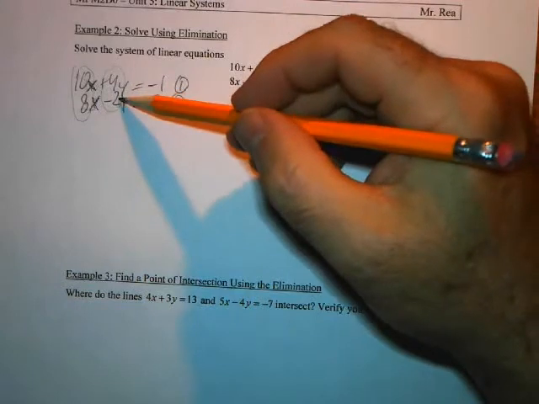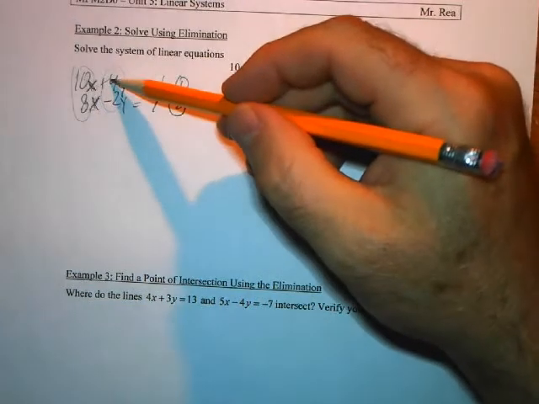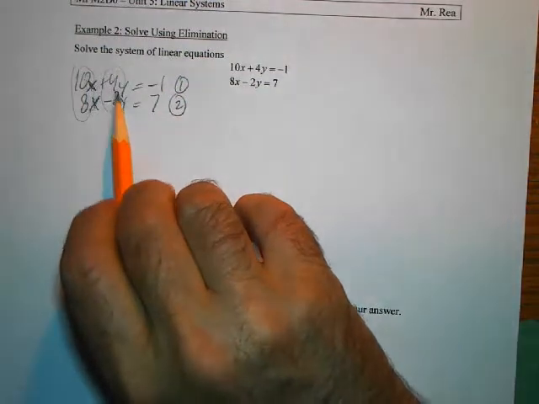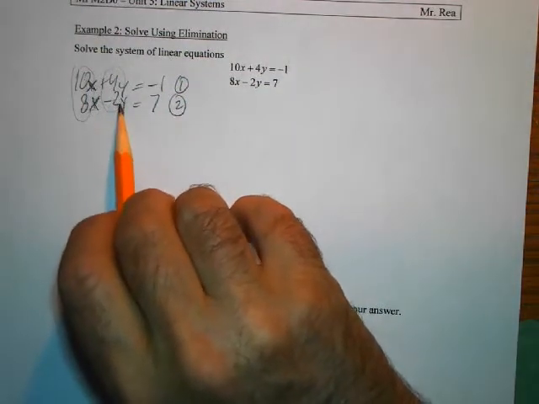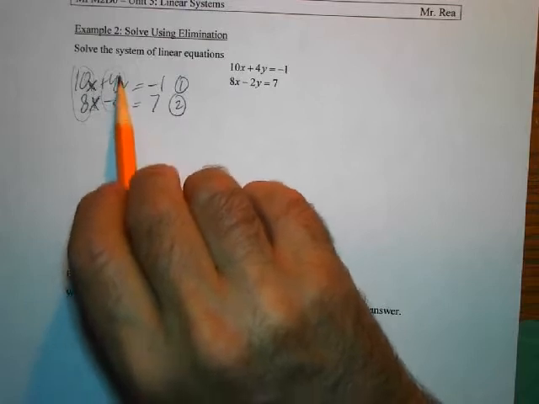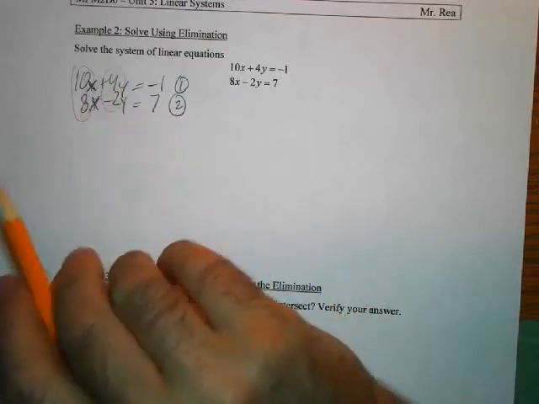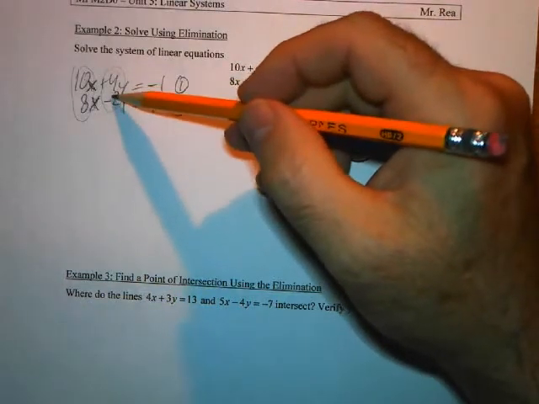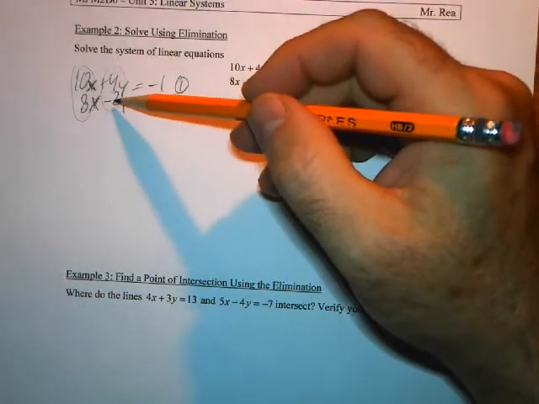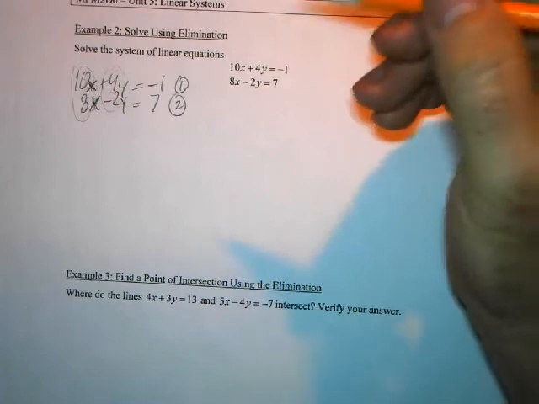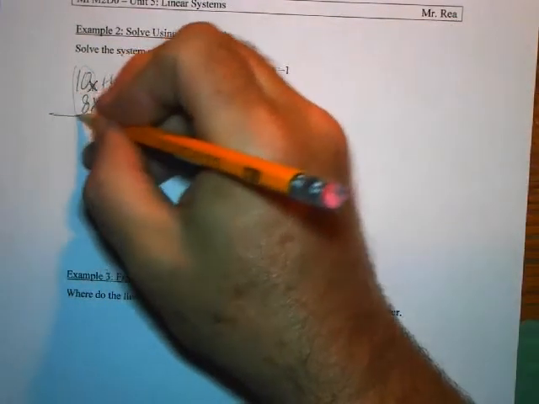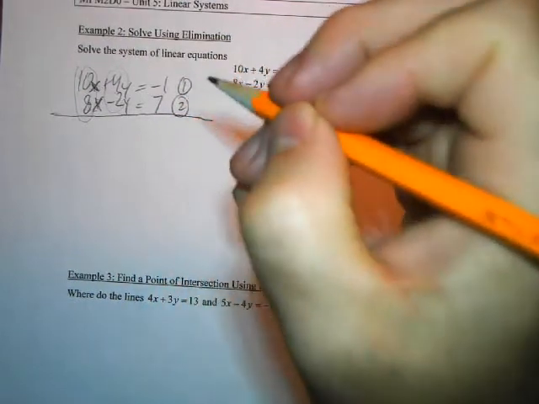But if I look at this, I've got a 2 or -2 and a 4. If I multiply this by a 2, that would turn it into a -4, and then I could add these 2 together and get rid of the y's. Okay? So you're looking at, is one of the coefficients a multiple of the other one? And if that's the case, this is the medium level difficulty. So let's do that. And I want to show you the technique.